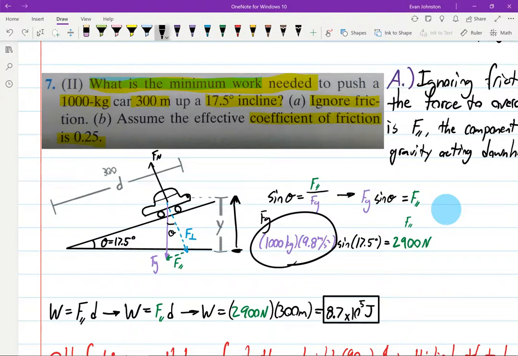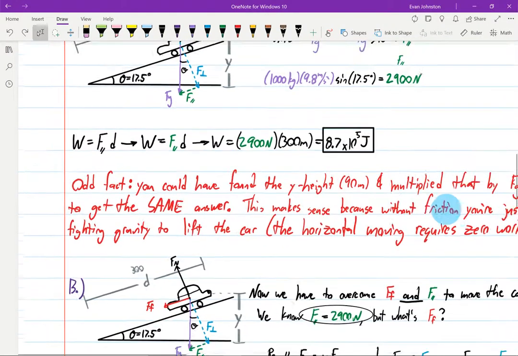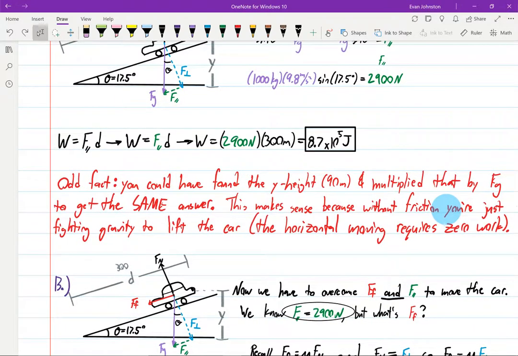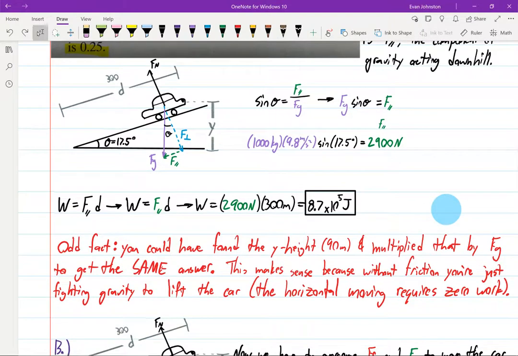And so I've written that down. I've actually done the work for it, and it does work out. It actually gives you the same exact answer. If you just find this y value instead, you'll get the same exact thing, because that y height would be 90 meters, and you would do 90 times this, and it will give us the same exact answer, which is kind of neat.